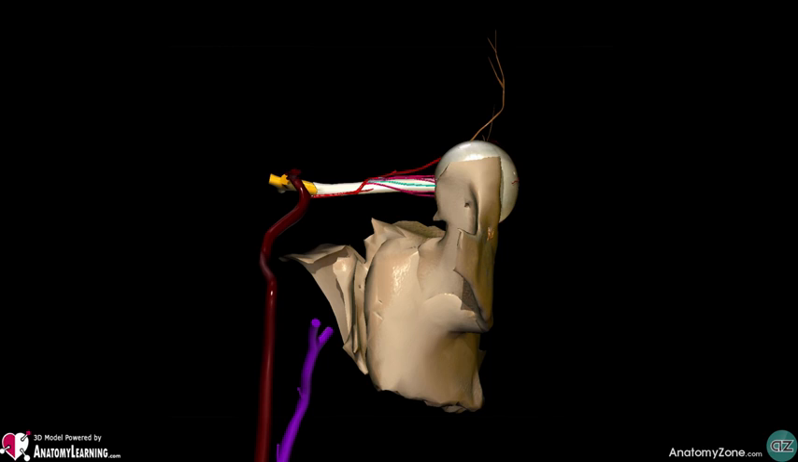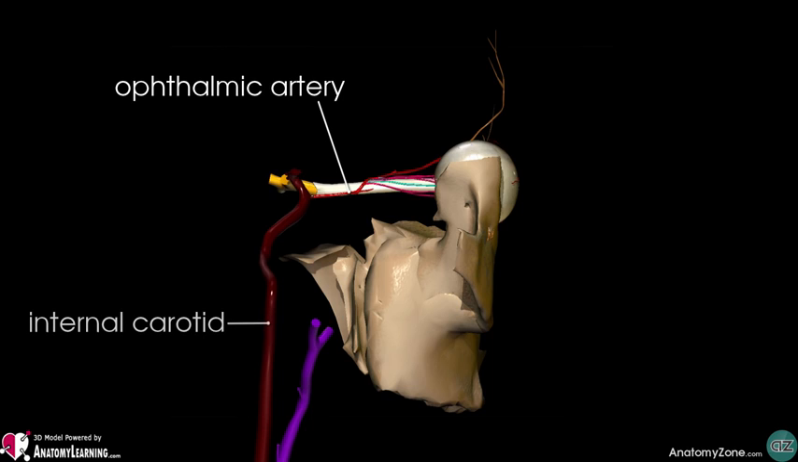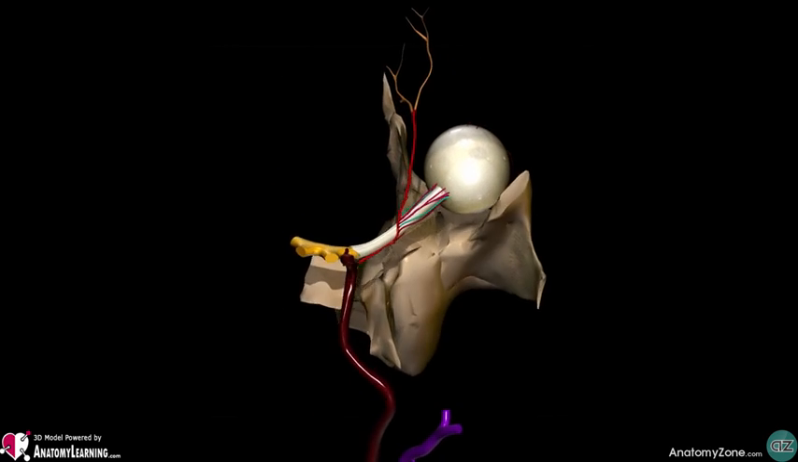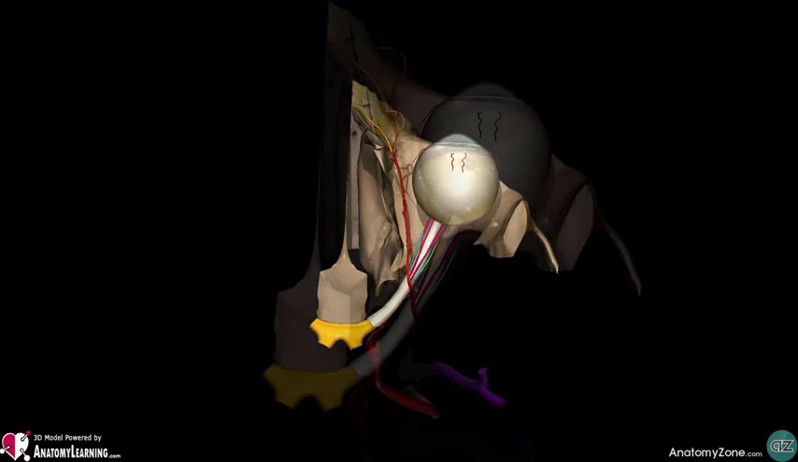The eyeball receives arterial blood primarily via the ophthalmic artery. This is a branch of the internal carotid artery arising immediately distal to the cavernous sinus. The ophthalmic artery gives rise to many branches which supply different components of the eye. From this view, you can see the ophthalmic artery arising from the internal carotid. Let's take a look at the main branches which supply the eyeball.